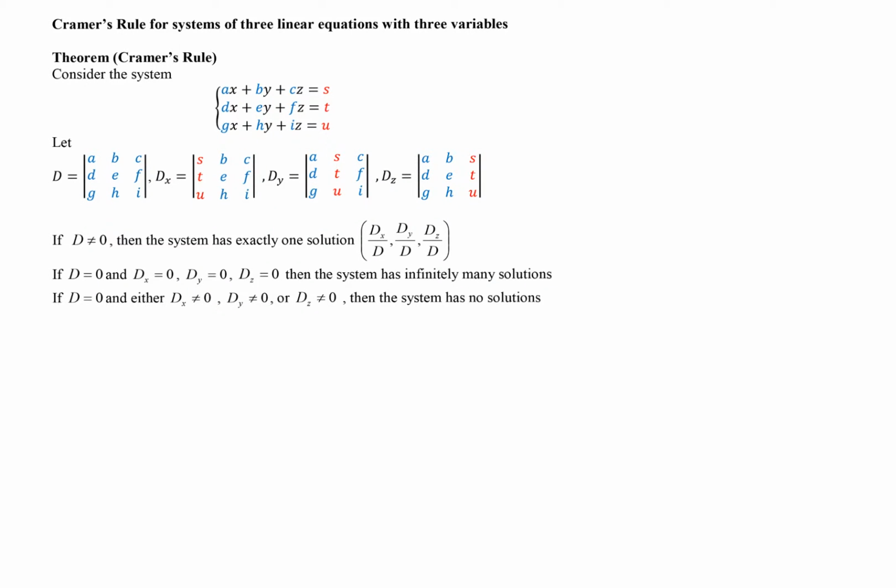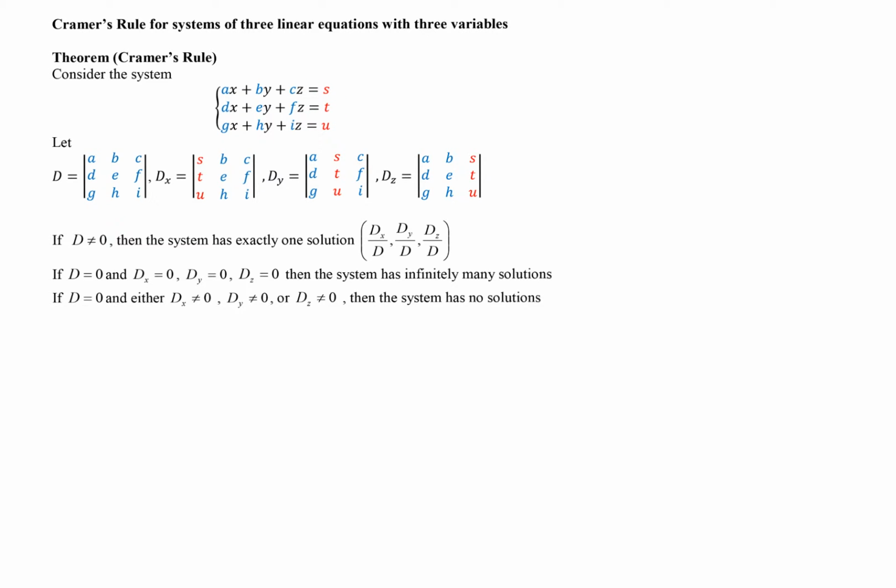Similarly to the Cramer's rule for systems of two linear equations with two variables, we can state the Cramer's rule for larger systems. We'll discuss only systems of three linear equations with three variables. So suppose we have such a system written in the standard form. That is, each equation contains only terms with the variables written in the same order. Variables here are x, y, and z.